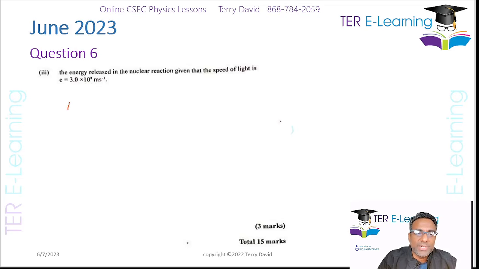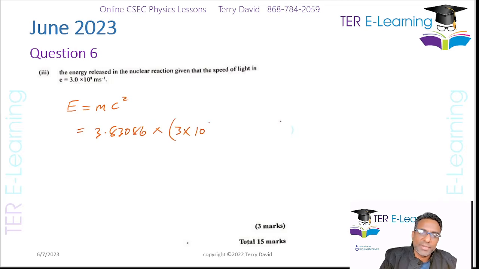So now they want the energy released in the reaction. So E is equal to mc squared. So the mass that we just got, which is 3.83086, multiplied by the speed of light squared. Common mistake here is that students forget to square the speed of light. Multiplied by 3 by 10 to the 8, close brackets, squared, right? And I am getting 3.4 by 10 to the 1, 2, 3, 4, 5, 6, 7, 8.